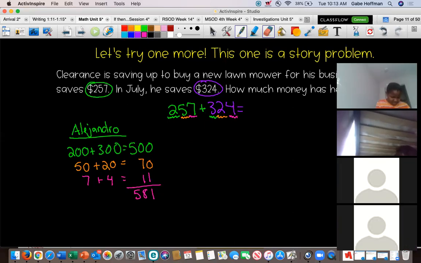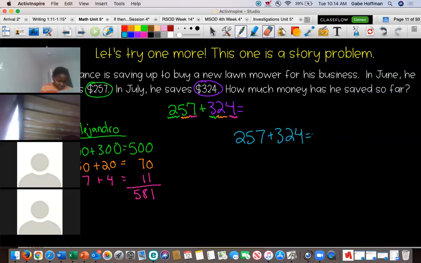Alex J., what did you do? Because I saw yours written out. Mine was different. Yeah, you kind of added by place starting with the ones, right? I saw what you did. Tell us, what did you do first? First, I added from the last number. So you did the ones place. So you added 7 ones plus 4 ones. What'd you get? I got 11. All right, then what? And then I put the 1 and 11, and I put it onto the 5.